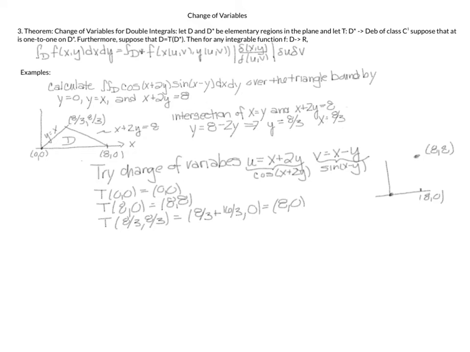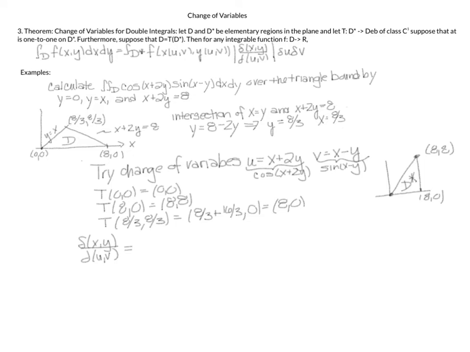Because this is a linear transformation, if I want to know how this gets mapped over here, I can just check my endpoints. So T of (0, 0) gives me (0, 0). T of (8, 0) is going to give me (8, 8). And T of (8/3, 8/3) is going to give me (8, 0). So I plot my points, and this is my new domain, this triangle here.